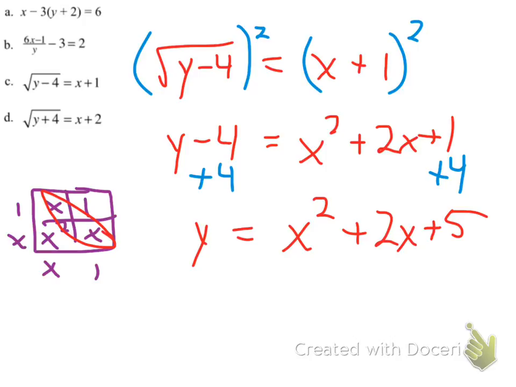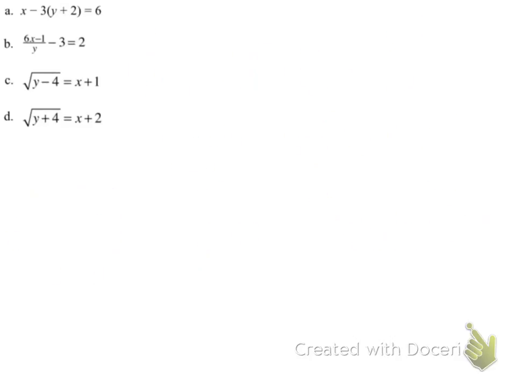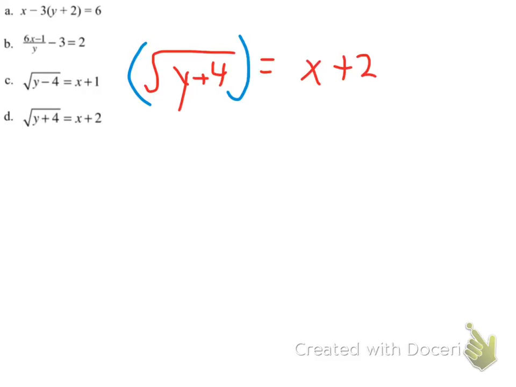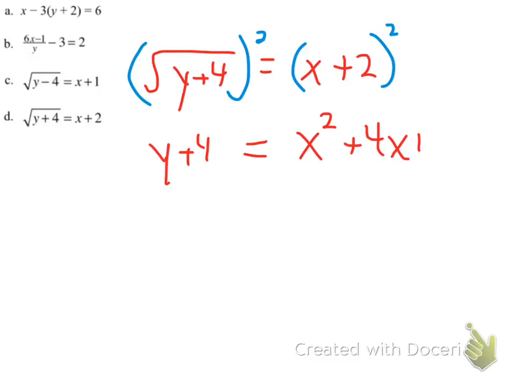I'm going to do problem D the same way. I have the square root of y plus 4 equals x plus 2. And I'm going to square both sides again. So I have y plus 4 equals, now I'm going to multiply out x plus 2, so I have x squared plus 4x plus 4.